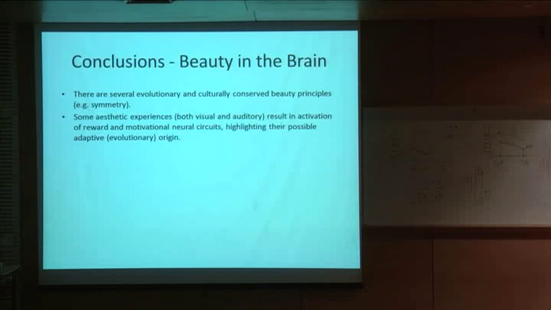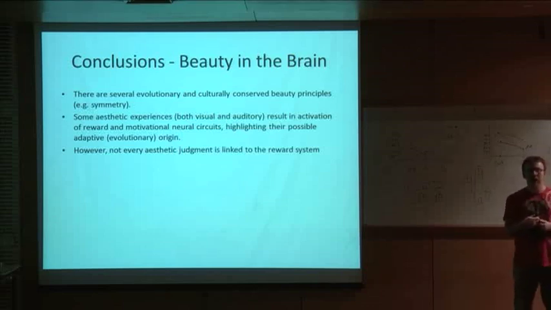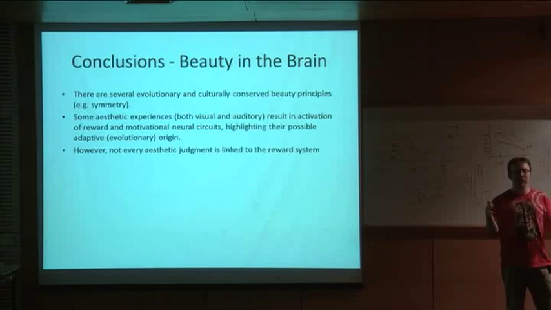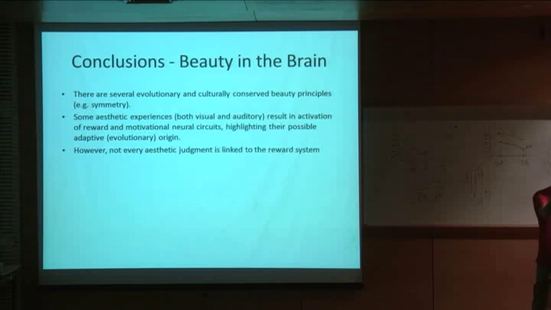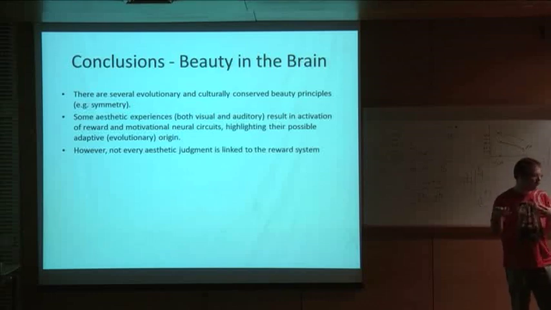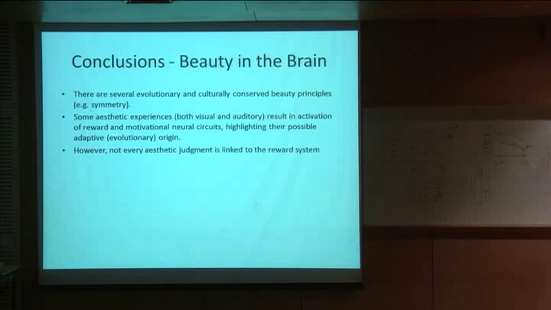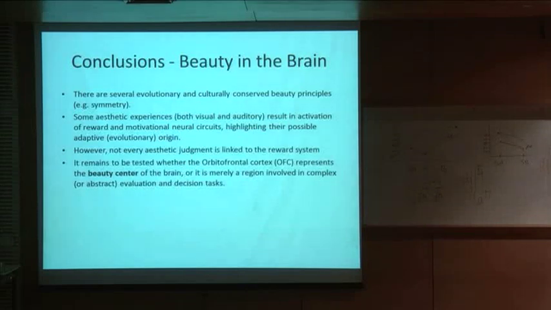And this can probably be generalized to other forms of art, including maybe the complex art that you were mentioning. But not every aesthetic judgment is linked to the reward system. The example is the fact that male participants were defining beautiful male faces, but were not attracted to them, and therefore their reward system was not activated. This is kind of a counter-example to that. And it remains to be tested whether the orbitofrontal cortex represents the ultimate beauty center in the brain, or, as I said, it's just a region involved in complex or maybe abstract evaluation and decision tasks.